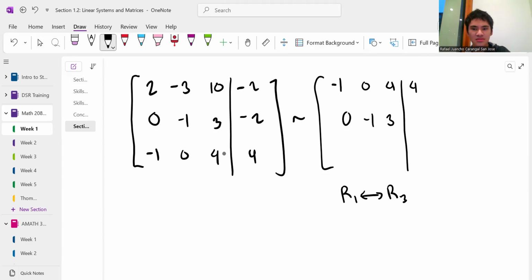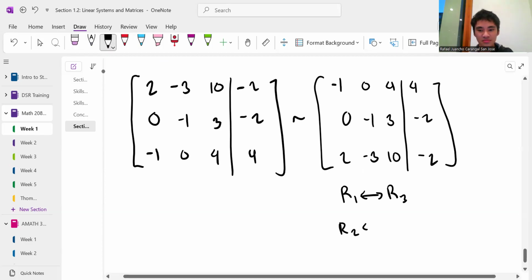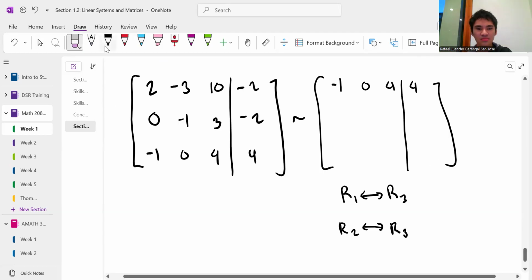This remains. I want to put this down though. Uh-oh. I did not mean to do that. 2, then 2. And then what I plan to do is switch row 2 and 3. That way, I put 0 down here. So just a little bit of looking.